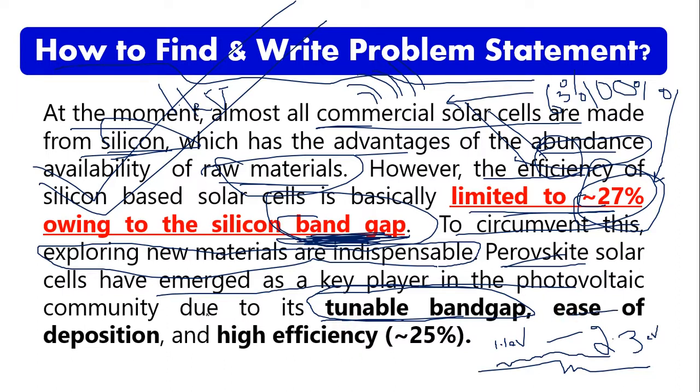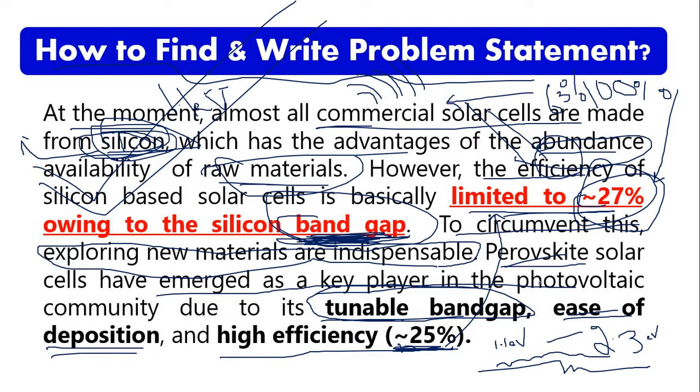Ease of fabrication, ease of deposition, because for silicon we need very expensive equipment to make the slices of silicon. Here we use solution processable methods, and the deposition method is very simple, right? And secondly, it also has a high efficiency, because at the current stage it has 25% efficiency, right? So there is a huge potential to push this efficiency beyond silicon, right?